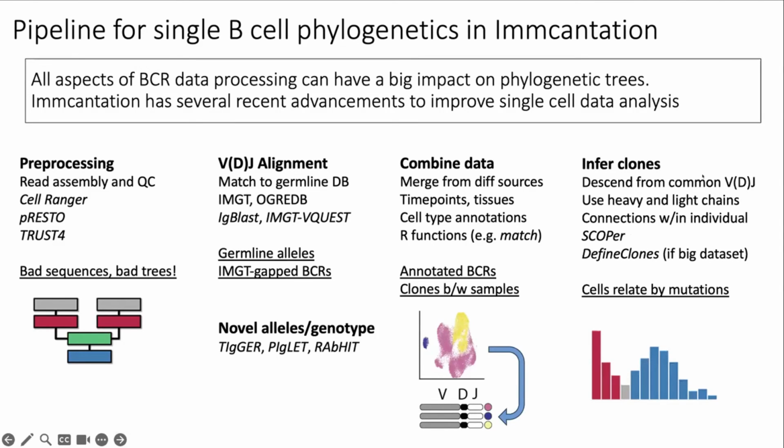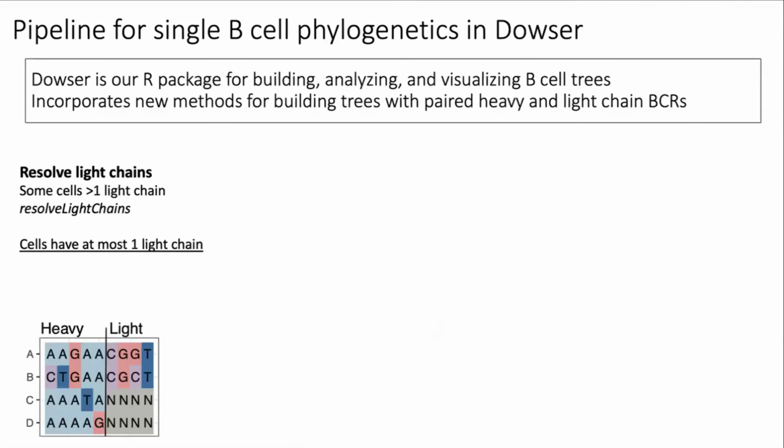This is important because it separates B cells into clones which descend from a common VDJ rearrangement. This process uses both the heavy chains and the light chains. It's important to allow connections within individuals, but usually not between individuals. The packages used for this are scoper and sometimes defined clones if you're using a very big data set. This is very important for phylogenetics because trees are really built within clones.